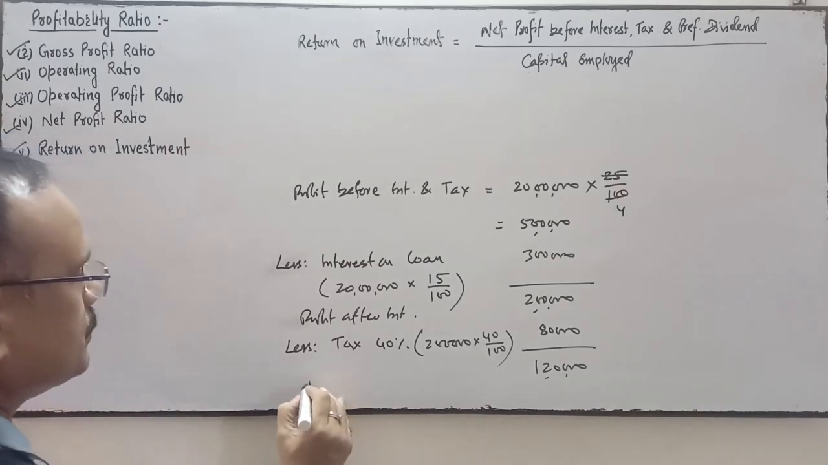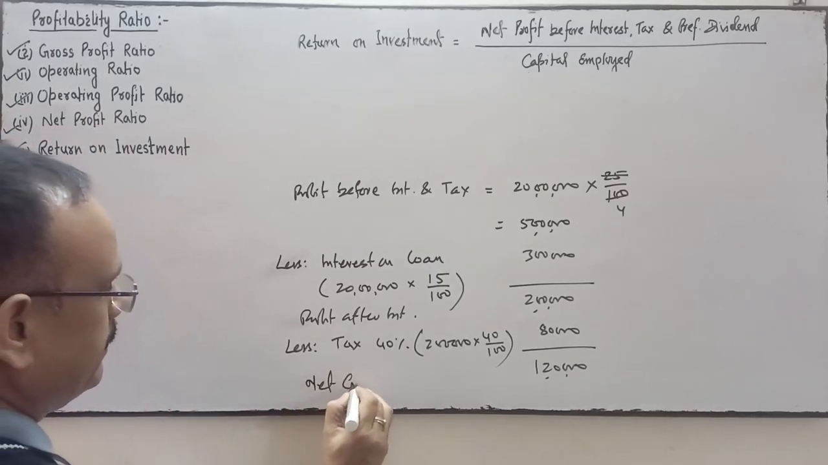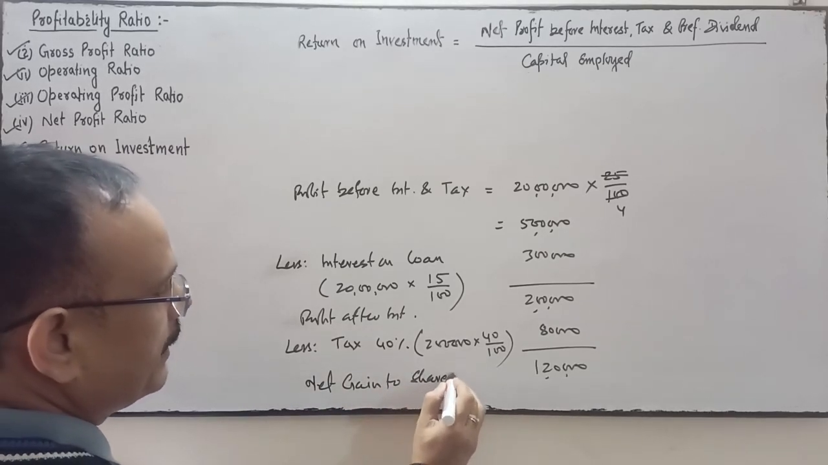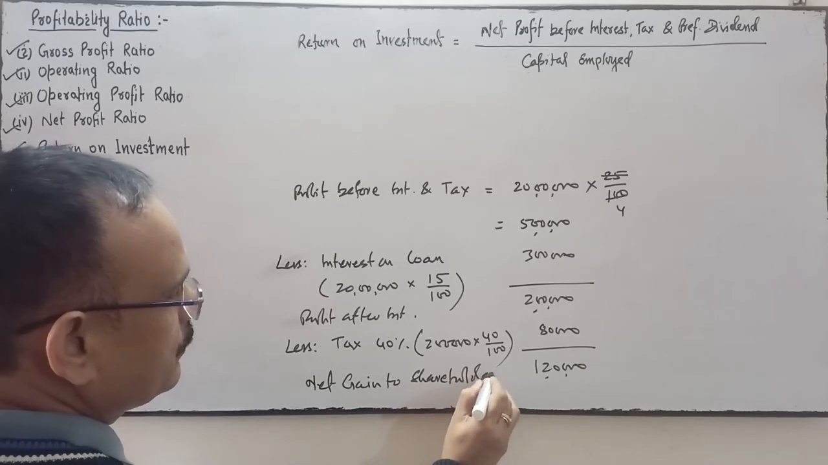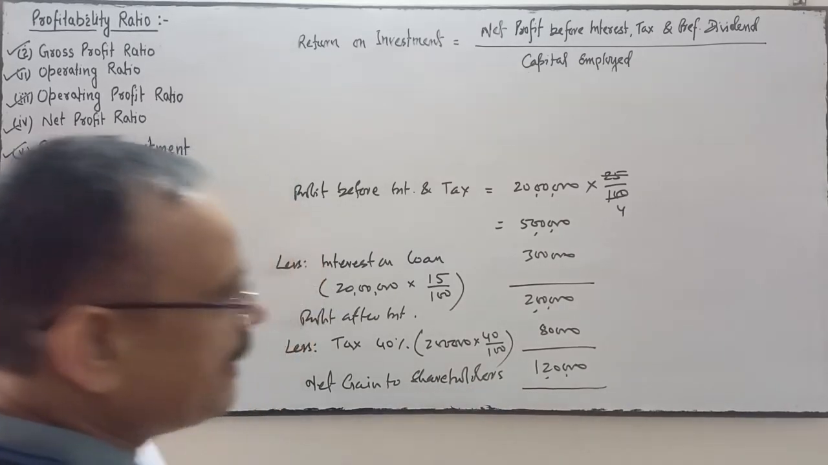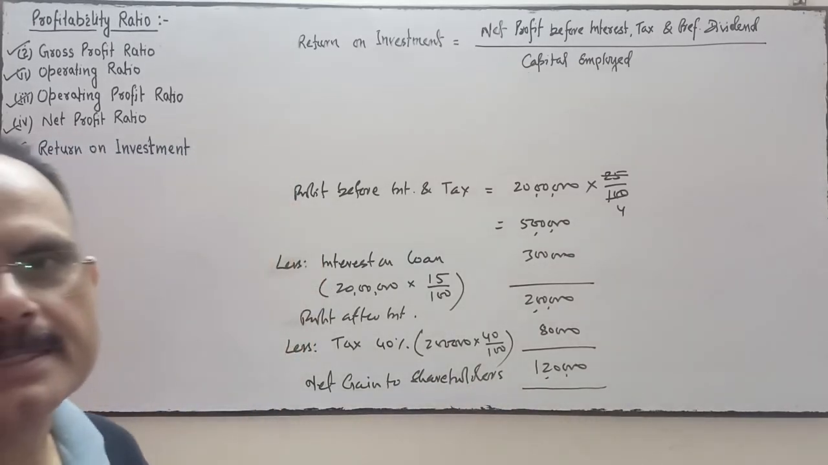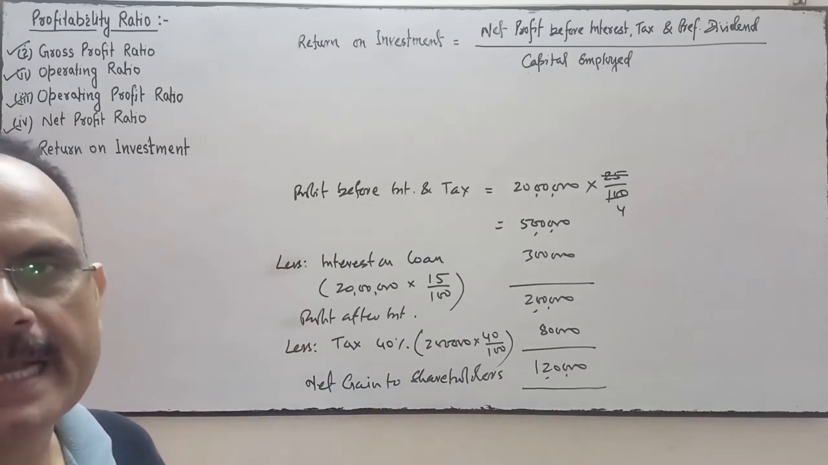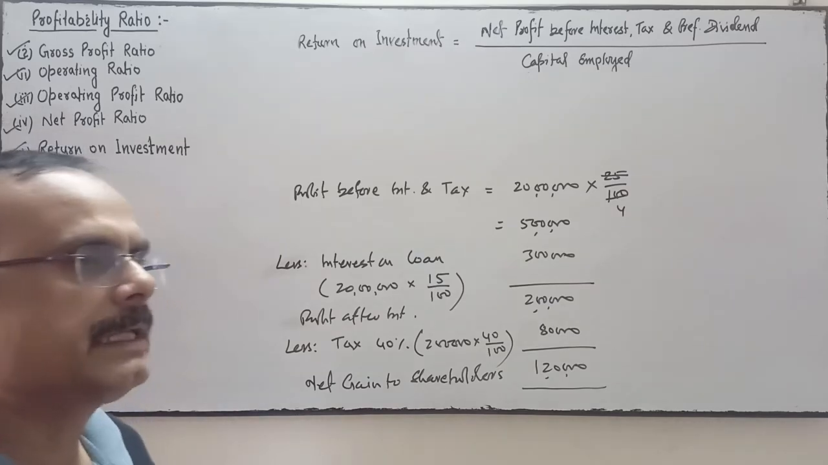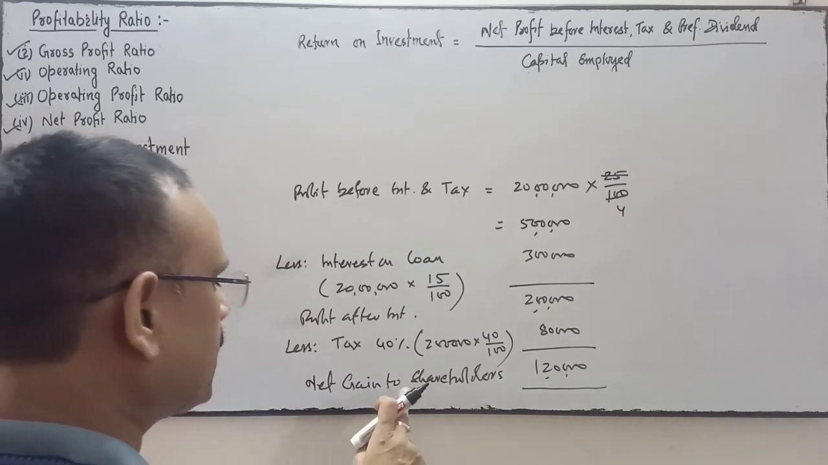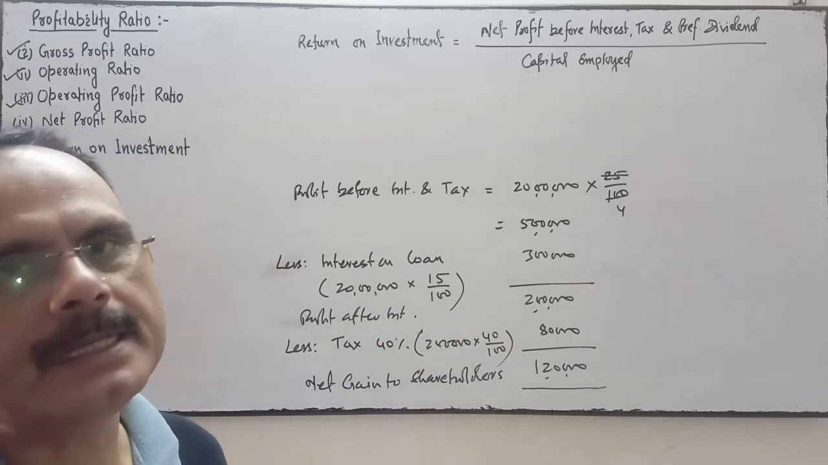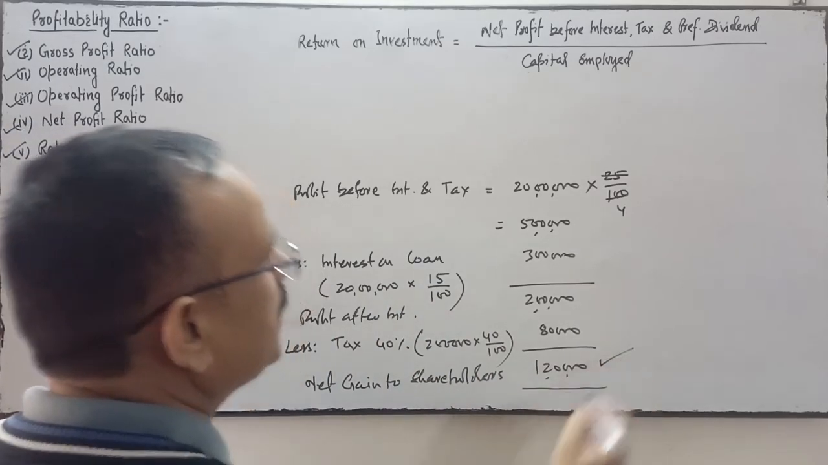So the net gain to the shareholder is 1,20,000. If the company takes a loan of rupees 20 lakhs, ROI 25%, interest rate 15% and tax rate 40%, then the shareholder will be benefited from that loan by 1,20,000. This will be the answer.